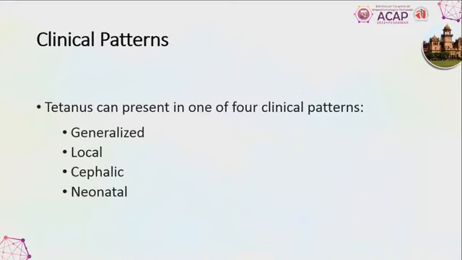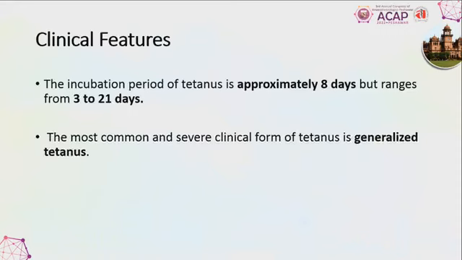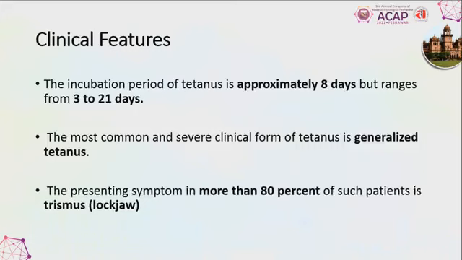The clinical patterns are of four types: generalized, local, cephalic and neonatal. The incubation period is about 8 days, but ranges from 3 to 21 days. If it occurs just after injury, it will mostly be serious, and if it occurs after 20 or 25 days, it will be a milder form. The most common and severe is generalized tetanus, and mostly generalized tetanus comes to ICU care.